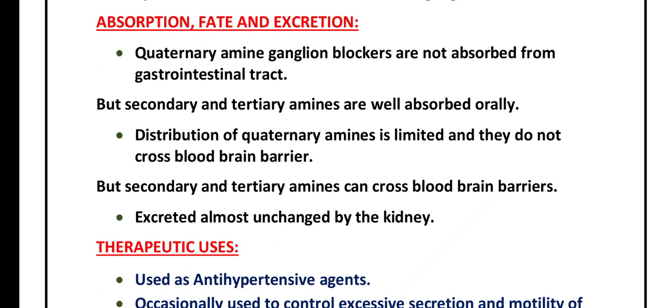Absorption, fate, and excretion of ganglionic blocking agents. Quaternary amine ganglion blockers are not absorbed from the gastrointestinal tract, but secondary and tertiary amines are well absorbed orally. Distribution of quaternary amines is limited and they do not cross the blood-brain barrier, that is BBB. But secondary and tertiary amines can cross the blood-brain barrier. They are excreted almost unchanged by the kidney in urine.